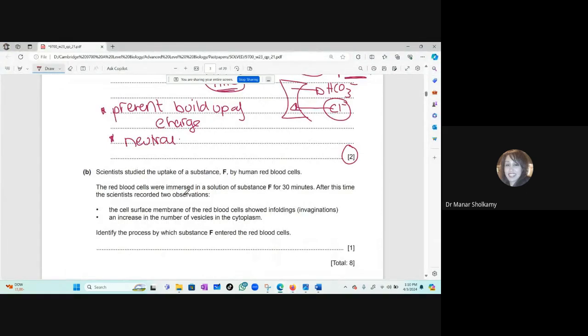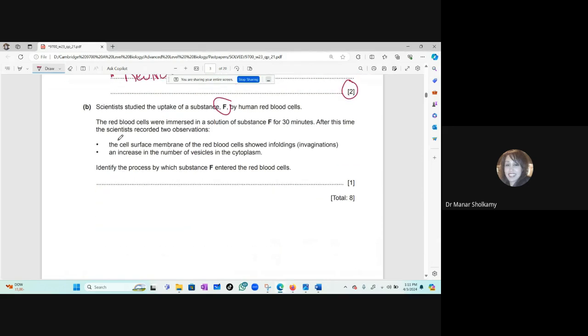Hello, are you with me? Scientists studied the uptake of a substance F by human red blood cells. The red blood cells were immersed in a solution of this substance for 30 minutes. After this time, the scientists recorded 2 observations. The cell surface membrane of the red blood cells showed infoldings or invaginations and an increase in the number of vesicles in the cytoplasm. Identify the process by which substance F entered the red blood cell.